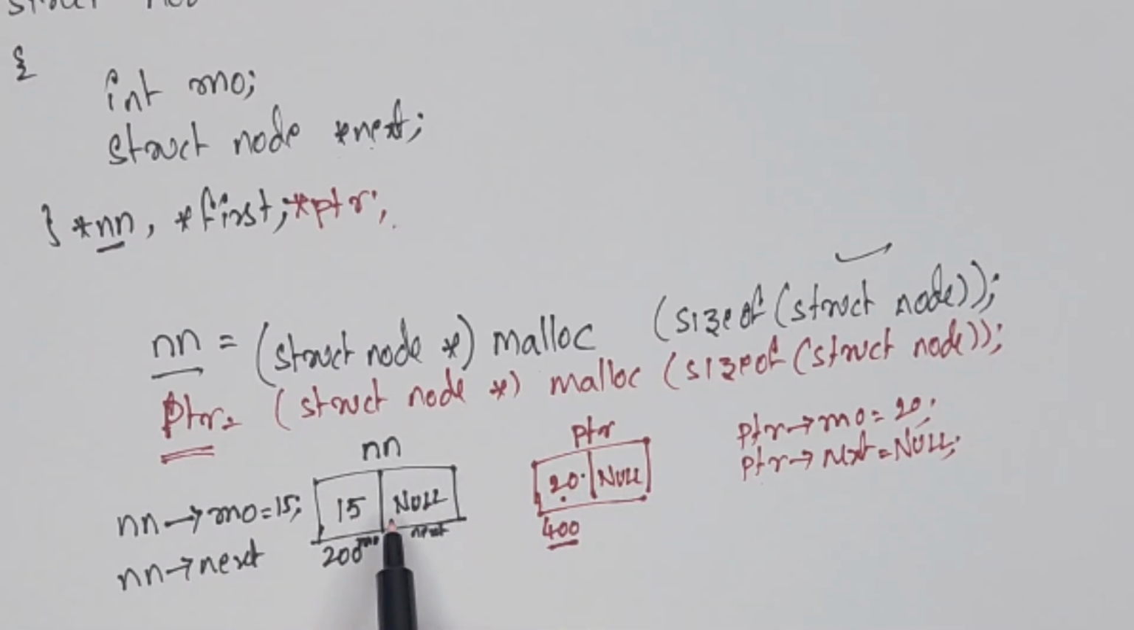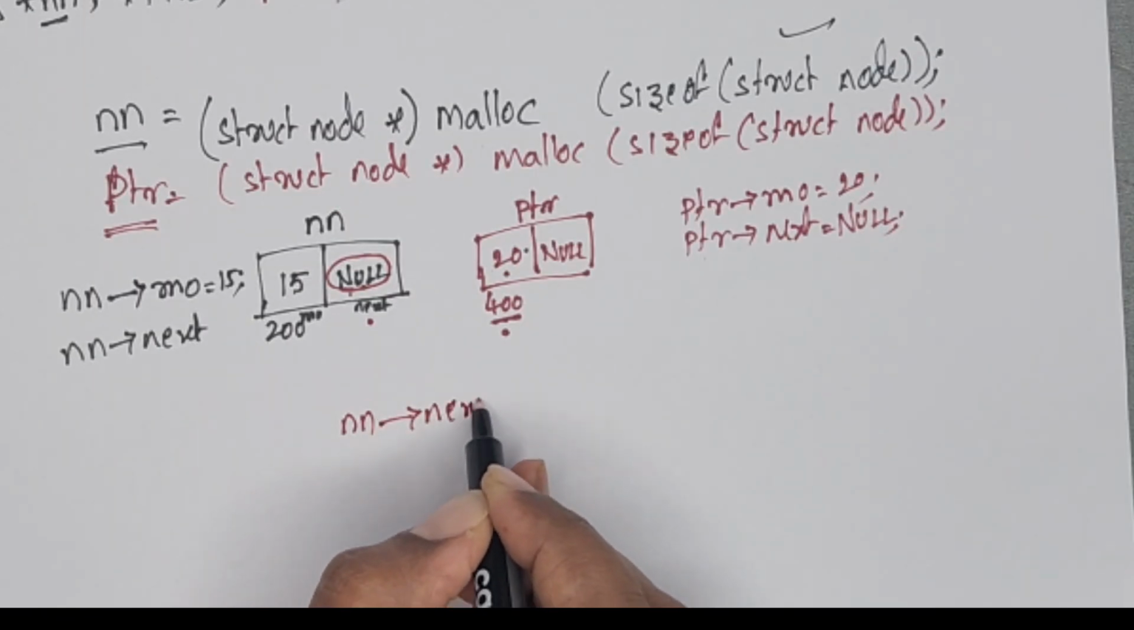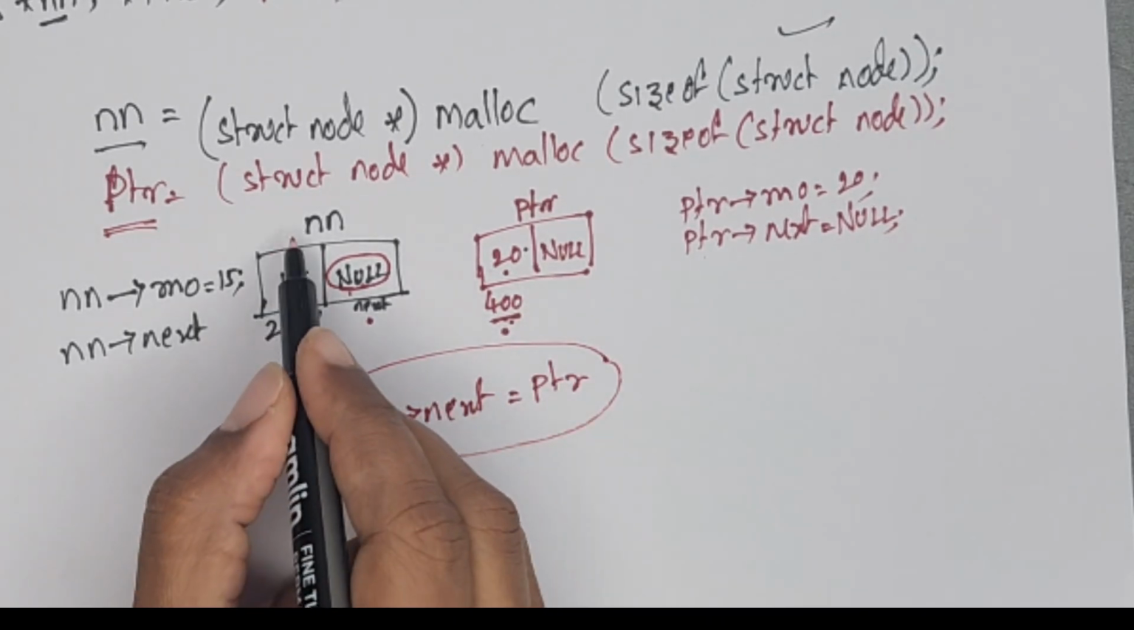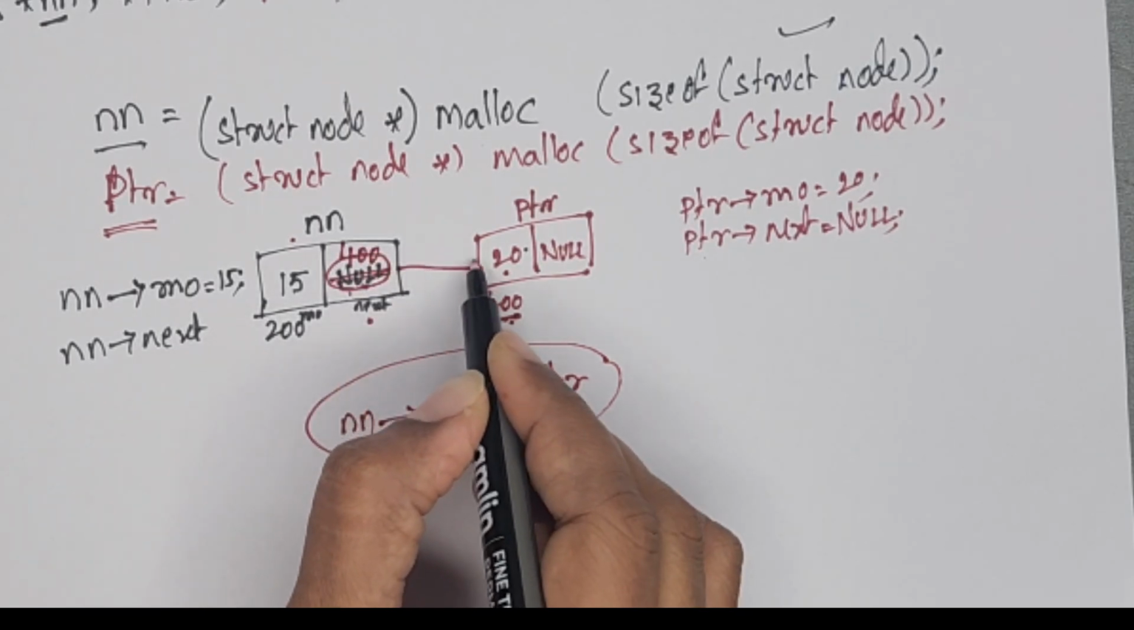Now we have to combine these two nodes. In place of null, I have to store 400. Where is 400? How to access this 400? ptr is 400. ptr of roll number is 20 and ptr of next is null. What is ptr? 400. So in place of null, how to access this memory? nn of next. In place of nn of next, we have to assign 400. 400 means ptr. So nn of next equals ptr means in place of null, it will assign 400.